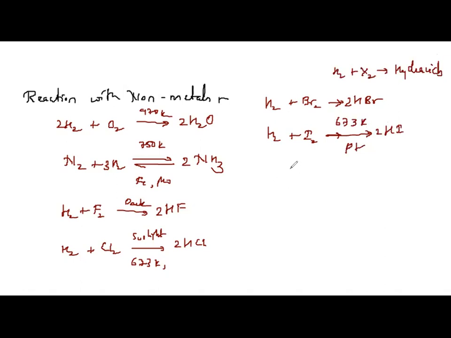And reactivity of halogen towards dihydrogen decreases like this. Fluorine is most reactive, then chlorine, then bromine, and then iodine. So see the reactivity. Even in dark, fluorine will react, chlorine in presence of sunlight, bromine reacts upon heating, while iodine reacts only in presence of a catalyst at high temperature to form hydra acids. So this is the reaction with non-metals.